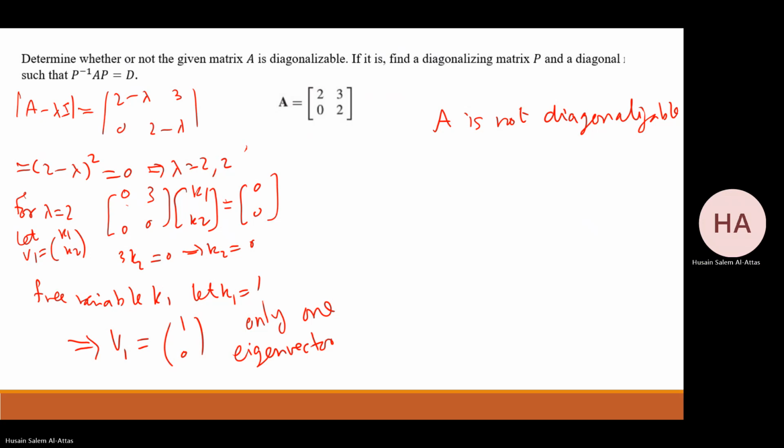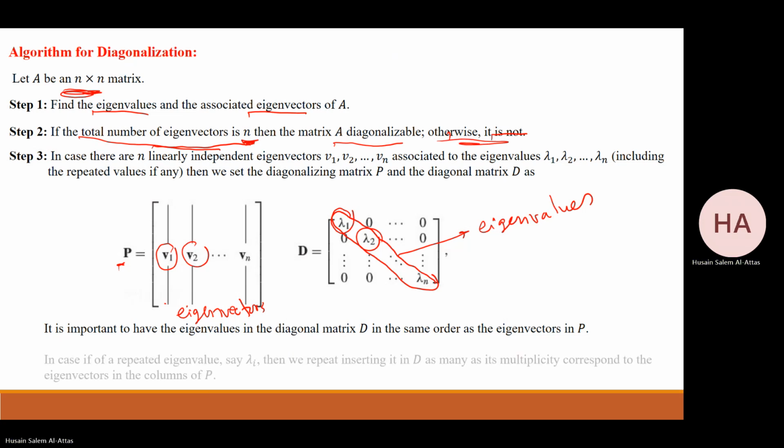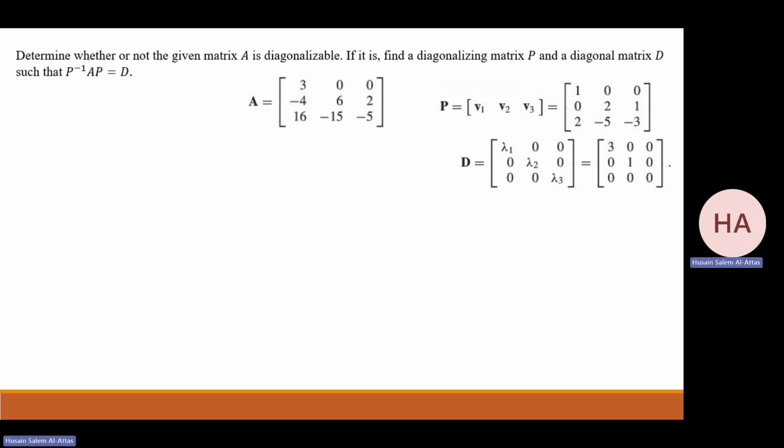Okay, that's what we did. So if the total number of eigenvectors is n, where A is 2 by 2 in this case, the total number is 1, which is less than 2. So we say A is not diagonalizable. Let me do more problems.